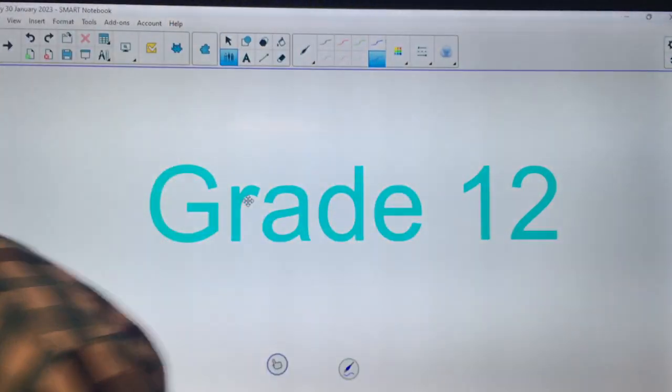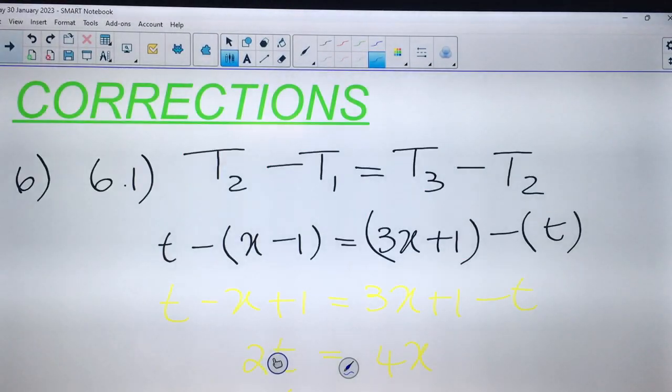Okay, so I'm going to do number 6. Andrea had an issue with number 6. She said she couldn't do it, so you can check number 6 there on the page.